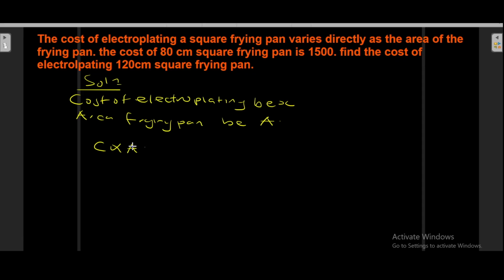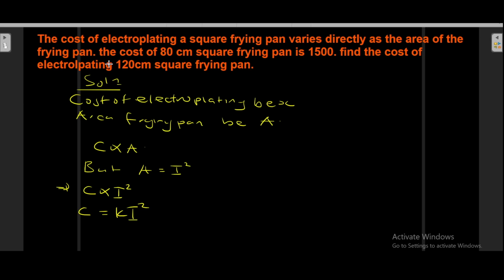But remember, our A is a square. Our A is a square. It implies that, since our A is a square, we're going to take I to be squared because it's a square. Implies that my expression will turn out to be C varies directly to I squared. That means that I will have my expression which is C is equal to K, constant, I squared. But they gave us some condition.